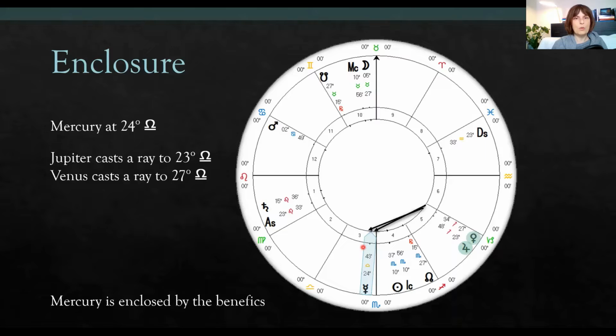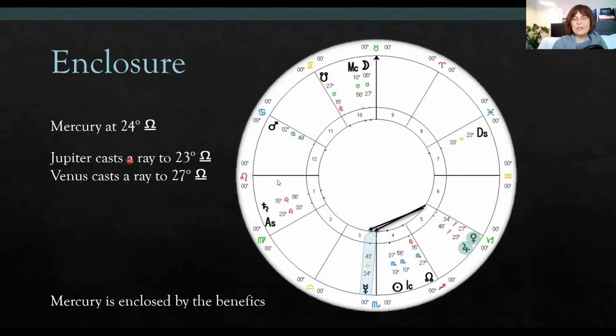At the same time, we see Venus here at 27 degrees Sagittarius, casting a ray to 27 degrees of Libra. And this means that Jupiter's ray lands right behind Mercury, while Venus's ray lands just before Mercury, as Mercury is making its way through the zodiac in a counterclockwise motion. So this means that Mercury is enclosed by the benefics, and generally we would think that Mercury and everything that Mercury represents in this chart will probably go very well for the native.